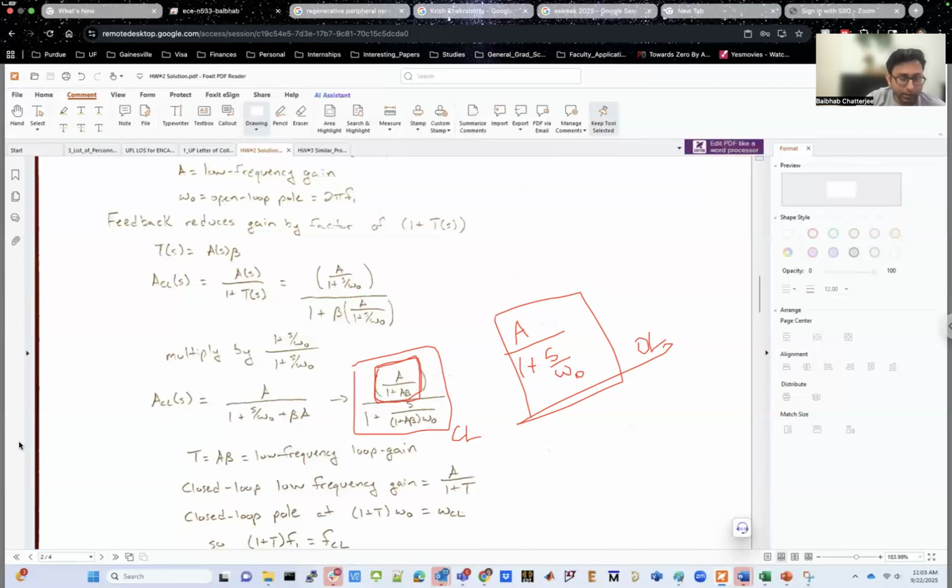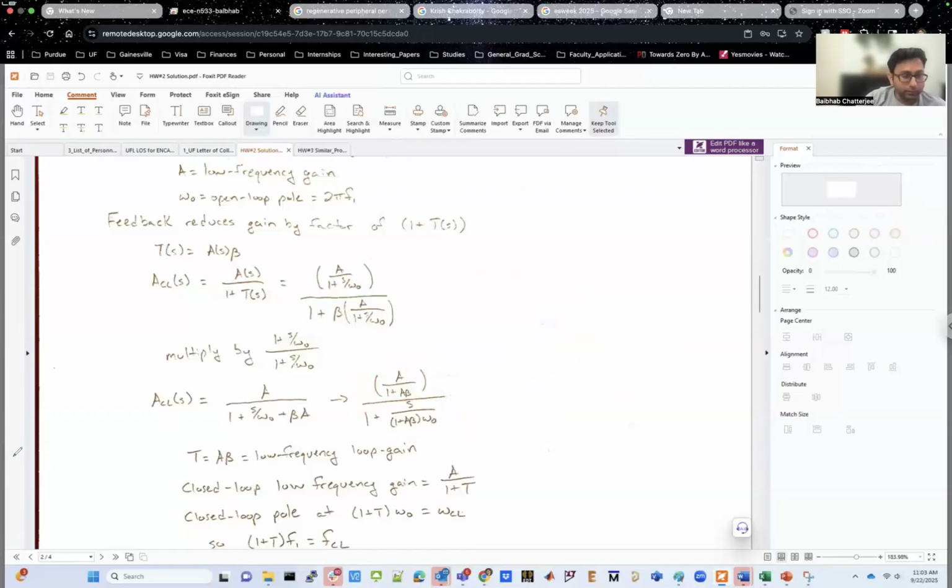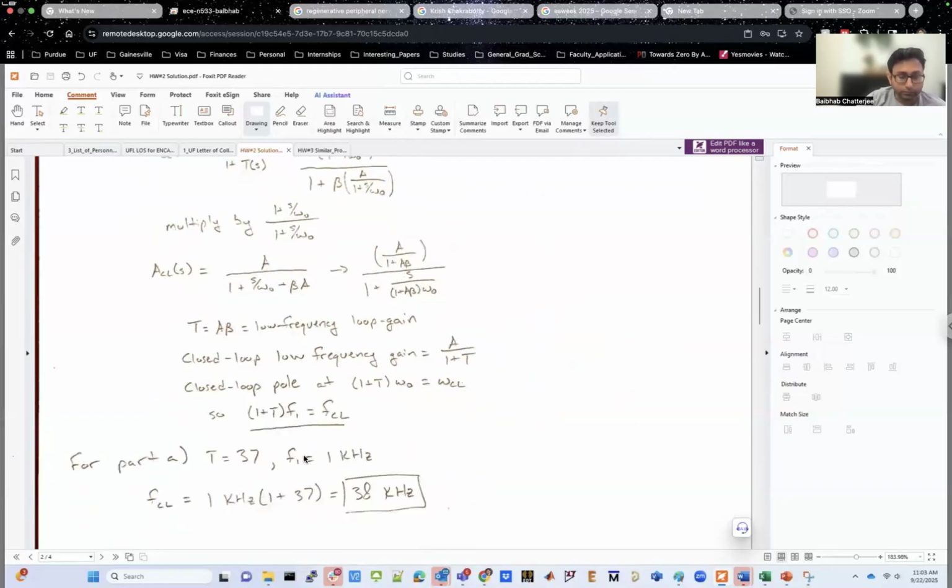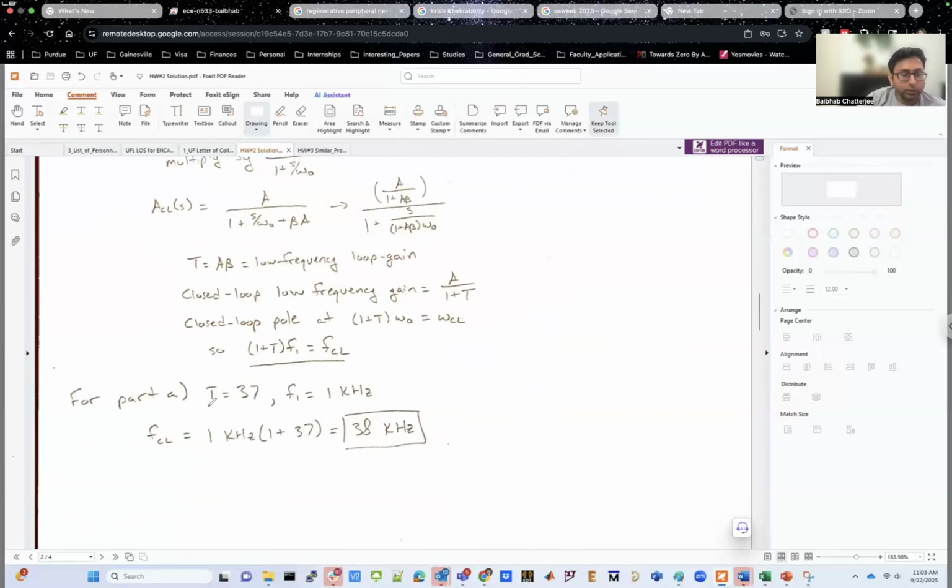Now, if that is the case, you can find out the bandwidth. So for this particular question, you already found that your loop gain T is equal to 37. Your open loop bandwidth was 1 kilohertz. And if your T is equal to 37, which is 1 plus a beta, your closed loop bandwidth will increase by a factor of 1 plus a beta, which is 1 plus 37. So your closed loop bandwidth will become 38 kilohertz.